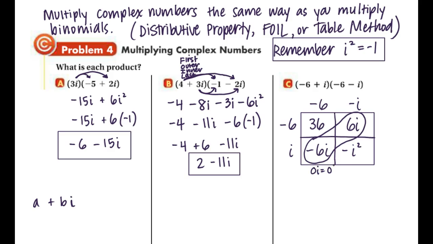That means our answer is going to be found from simplifying 36 minus i squared. And remember, i squared is equal to -1, so we have 36 minus a -1, which is a double negative, so we have 36 plus 1, which is equal to 37. So believe it or not, from the complex numbers that we started with, we're getting a nice answer of 37.